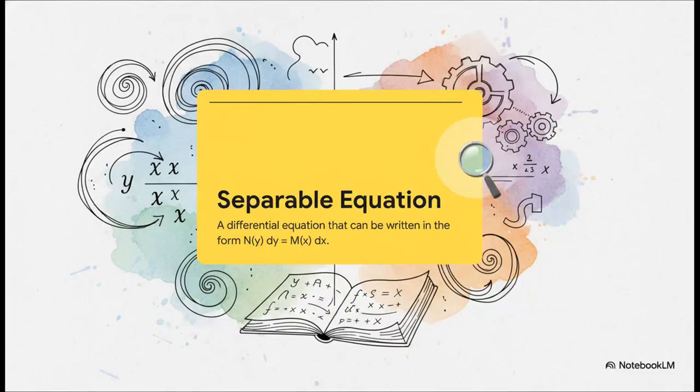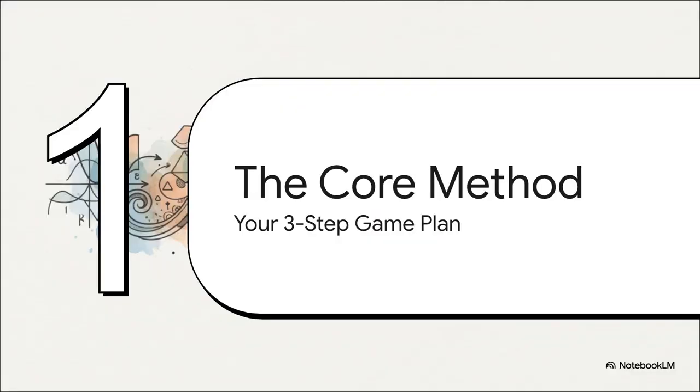Okay, here's the textbook definition. A separable equation is any differential equation you can shuffle around with algebra to get it into this form. Now, don't let the N of y and M of x stuff scare you. It just means you have some function of y, could be anything with a y in it, times dy on one side, and on the other side, some function of x times dx. The main idea? If you can get the variables sorted, it's separable. That's it.